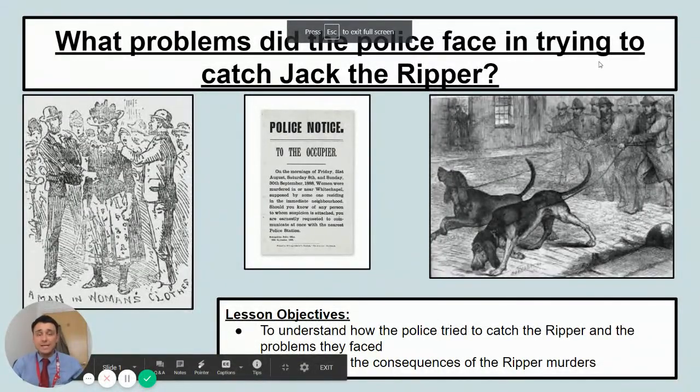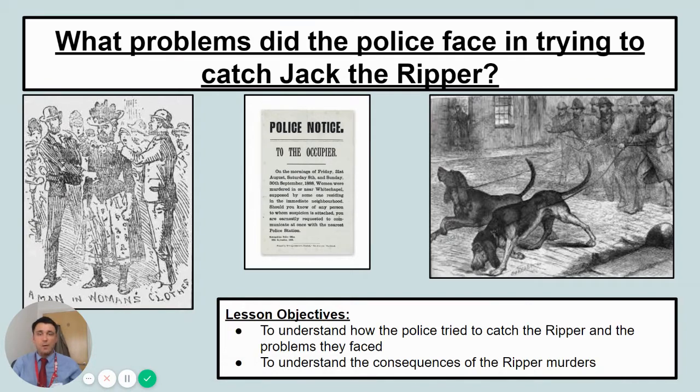Hello! So, in today's lesson, we want to conclude our case study on Jack the Ripper. And we're going to be investigating what problems the police faced in trying to catch Jack the Ripper. Our lesson objectives are going to be to understand how the police tried to catch Jack the Ripper and the problems they faced along the way. And we're going to try to understand the consequences of the Ripper murders. How did things change as a result?